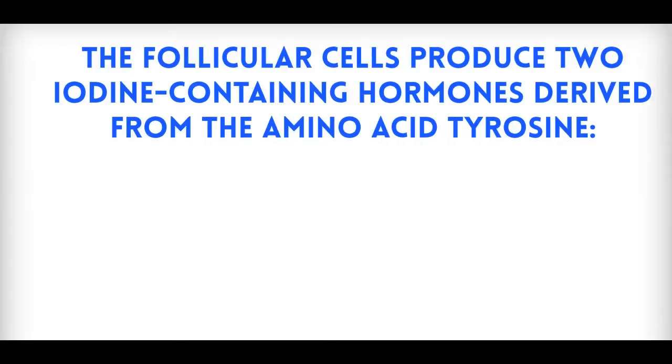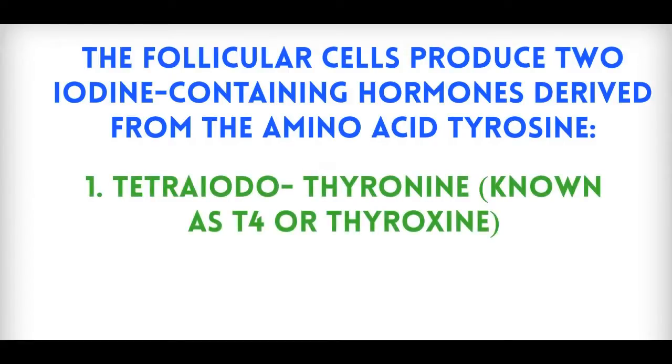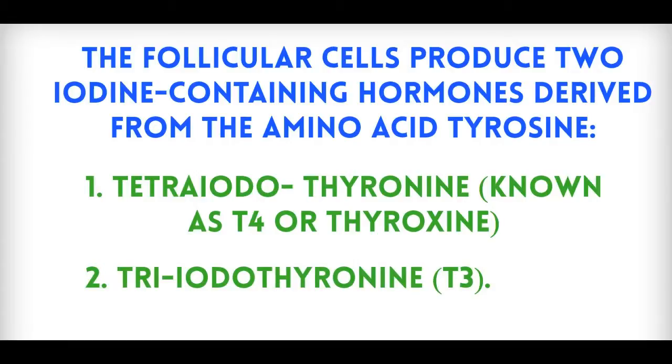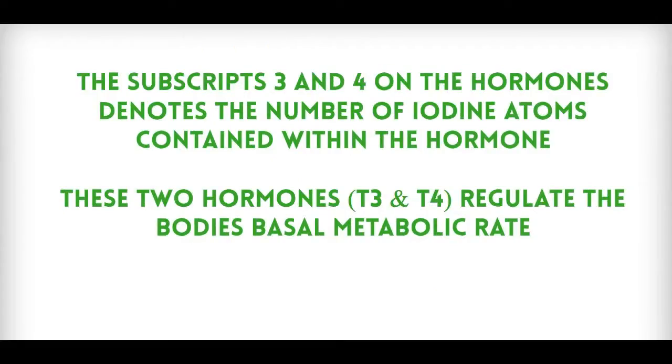Anyways, the follicular cells produce two hormones which are derived from the amino acid tyrosine. Number one is T4, also known as thyroxine or tetraiodothyronine. And the second one is triiodothyronine, also known as T3. You may be wondering what the difference between T3 and T4 is. Well, the difference is the number of iodines. In T4, there are 4 iodines attached to the thyroglobulin molecule, and in T3, there are 3 iodines attached.